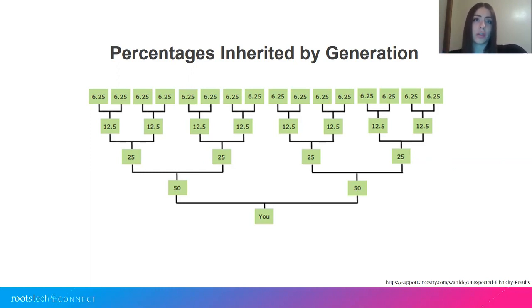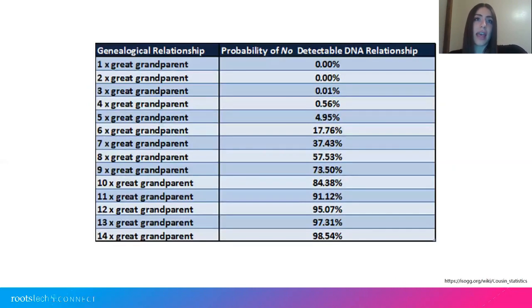This next chart shows the probability that you didn't inherit any DNA from an ancestor. So this is that there's a 0% chance that you didn't inherit any DNA from your great-grandparent. Or in other words, you could say that there's a 100% chance that you inherited DNA from them. As you go down the chart, when you get to the 6th great-grandparent, there's an 18% chance that you don't have a detectable DNA relationship with them. This information tells us who to test.